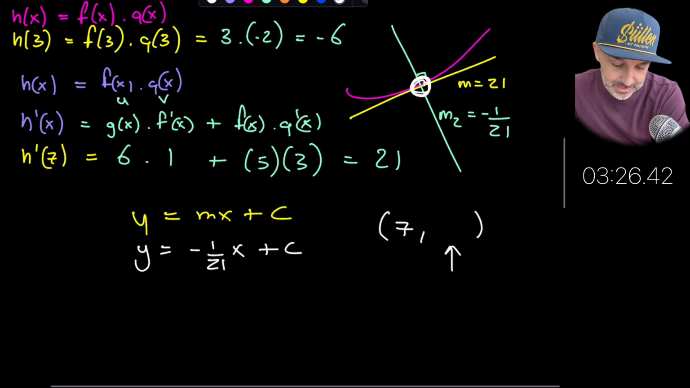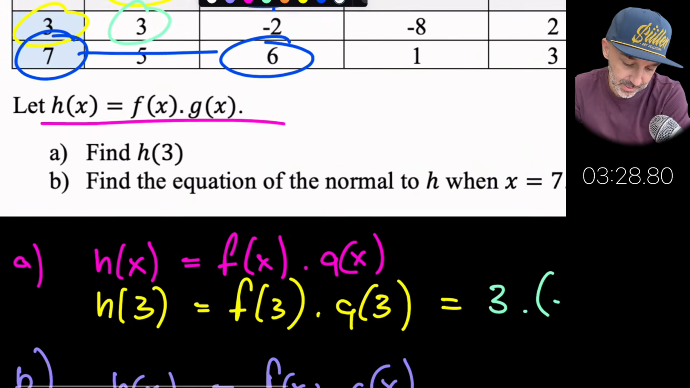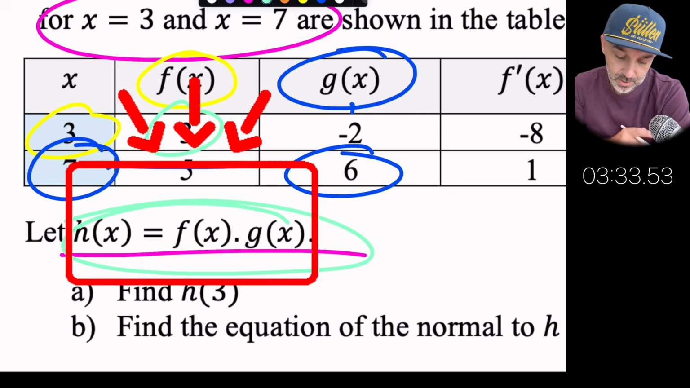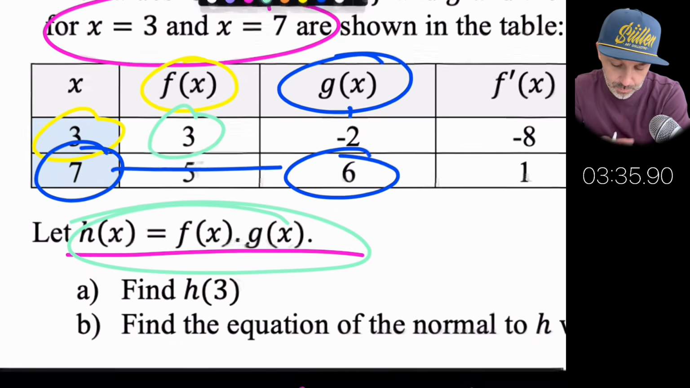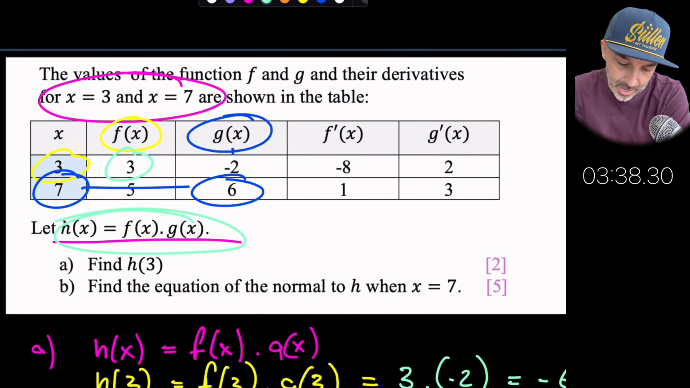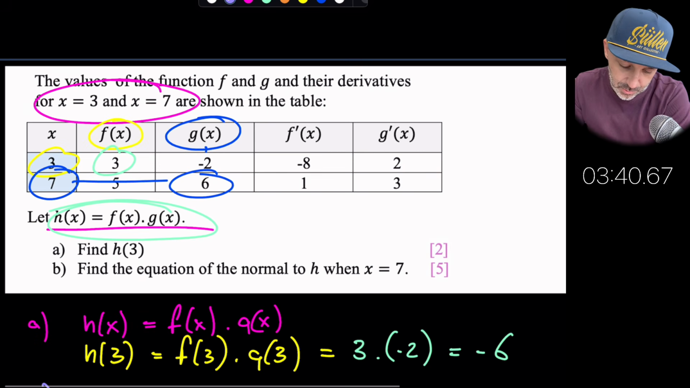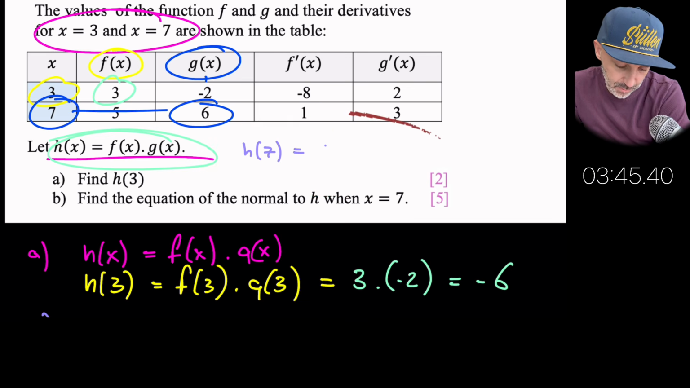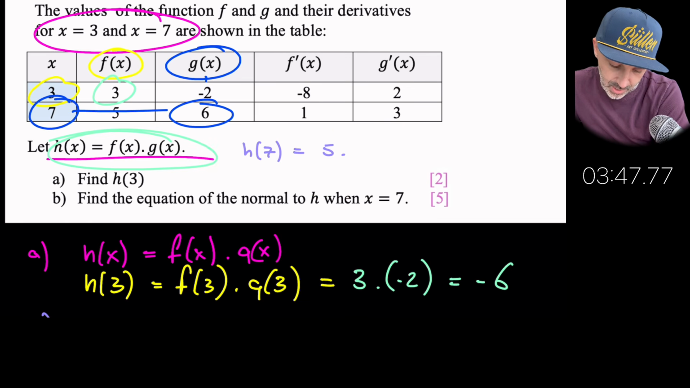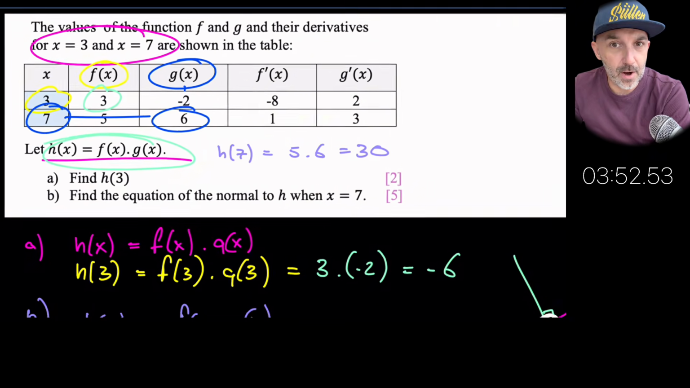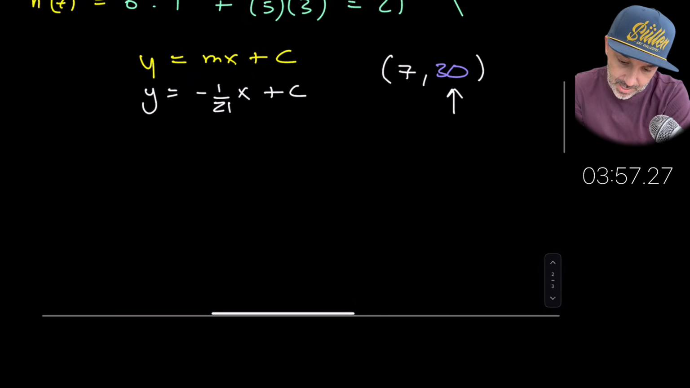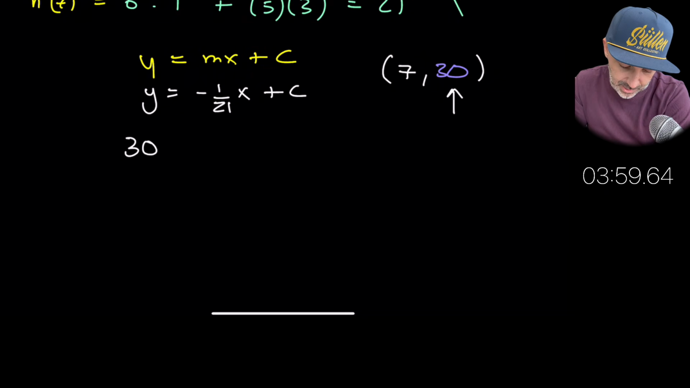Well, I'm going to take that 7 and substitute it into the original function here to find out what the value of y would be. So that is a little bit why they got you to do part A, to sort of get you to understand what to do there. So h of 7 was equal to f of 7, so f of 7 is 5, times g of 7, which is 6. So we get 30. So it passes through 7, 30.